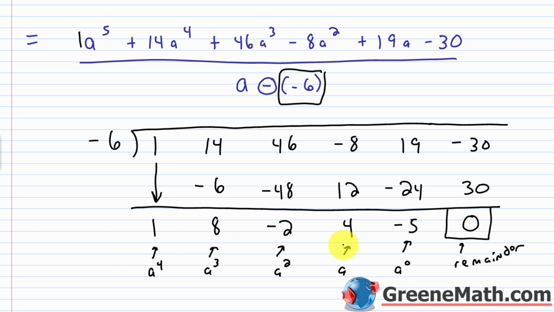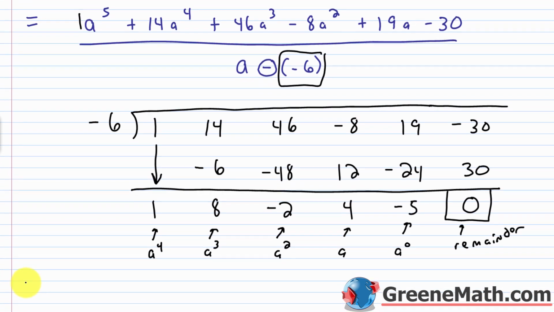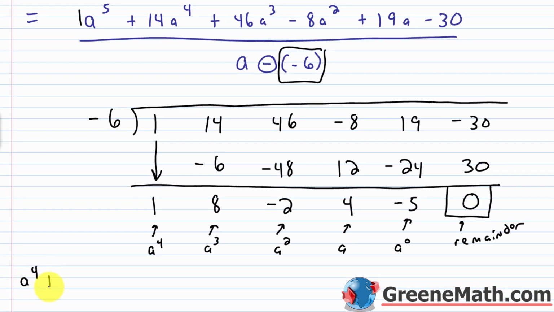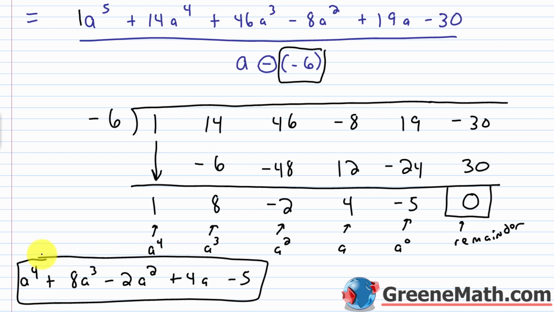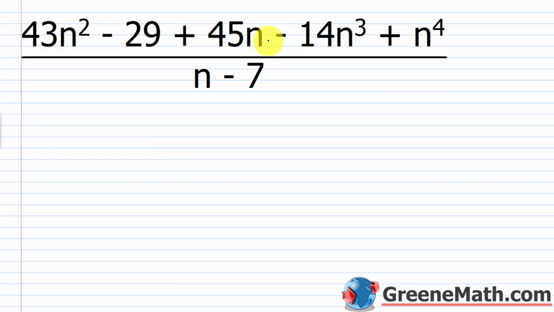So to write our answer, we would say you have 1 times a to the fourth, or just a to the fourth. Then plus 8 times a cubed, so 8a cubed. Then minus 2 times a squared, so minus 2a squared. Then plus 4a, then minus 5. And that's your answer. So you have a to the fourth power plus 8a cubed minus 2a squared plus 4a minus 5. All right, let's take a look at the next problem here.